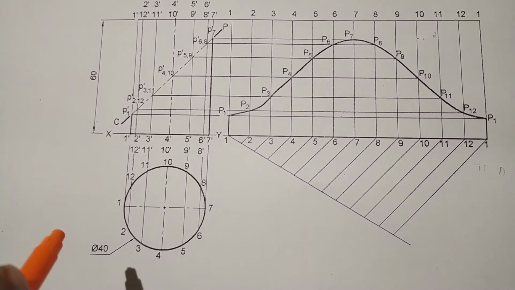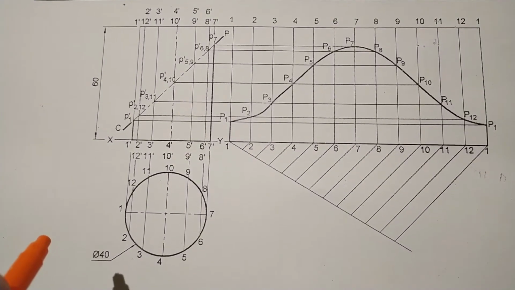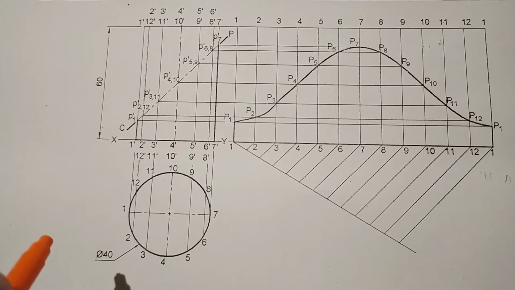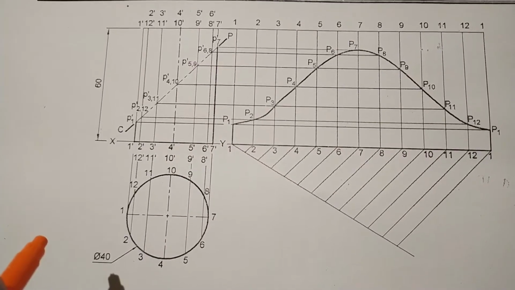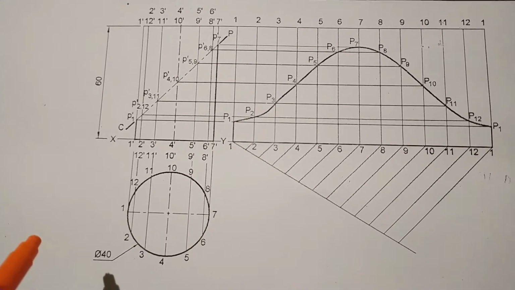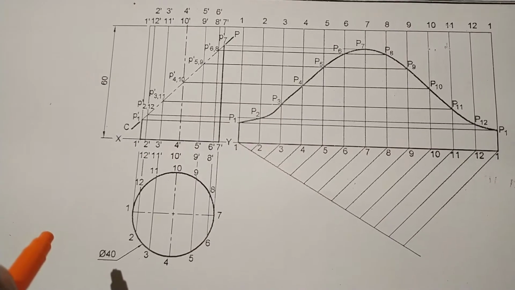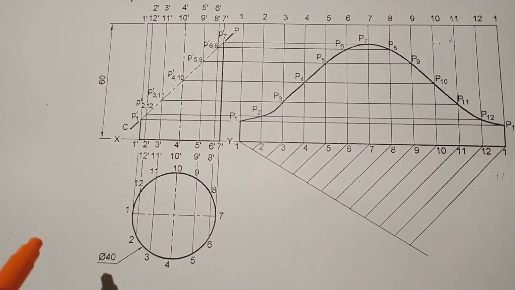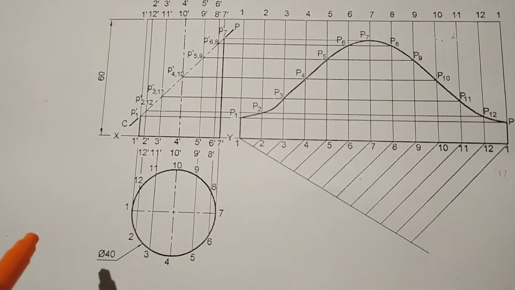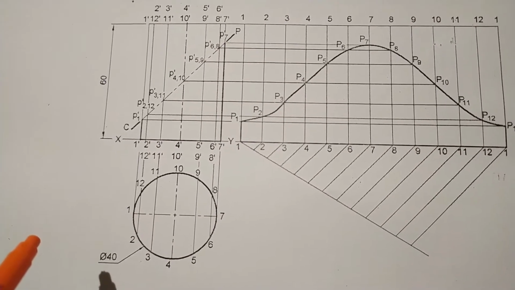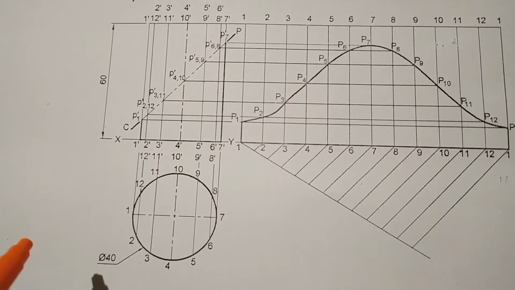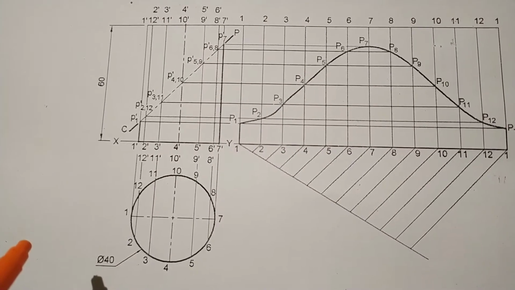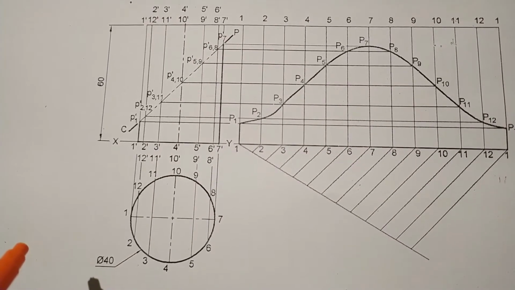A cylinder having diameter 40 mm and axis length 60 mm is resting on its base on HP. It is cut by a cutting plane inclined to HP, perpendicular to VP at 40 degrees, bisecting the axis. Draw the development of lateral surface of the cylinder.